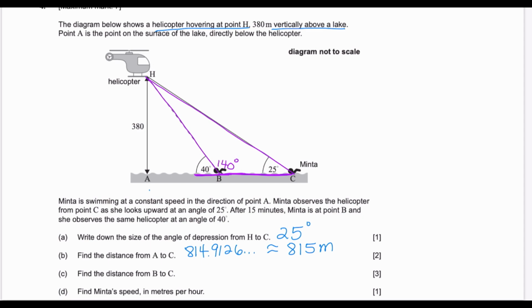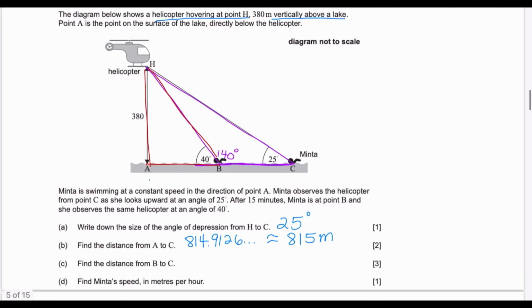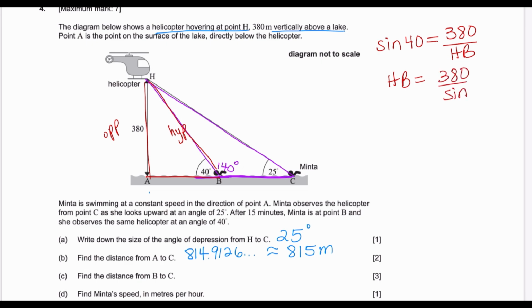But I'm still missing a side length in order for me to be able to do this, which means that I still have to work with this triangle right here, and I can figure out HB. So like I said, yes, there's another way of doing the problem, but I think it's more complicated. I would have to find HB by doing opposite over hypotenuse, which is sine. So you can set up the sine of 40 degrees is equal to opposite over hypotenuse, which is HB. And then you're going to get that HB is equal to 380 divided by the sine of 40.